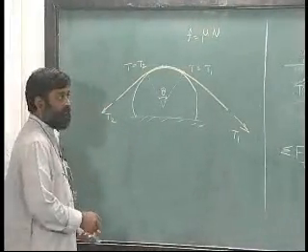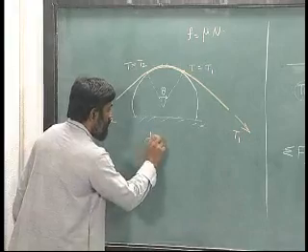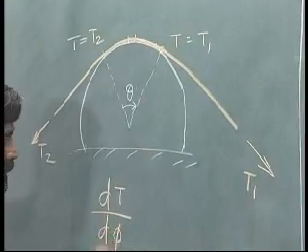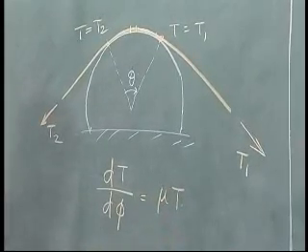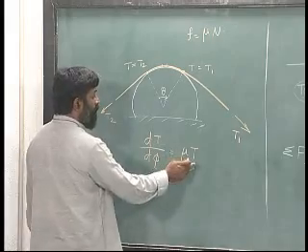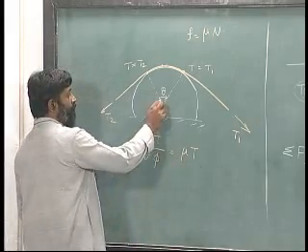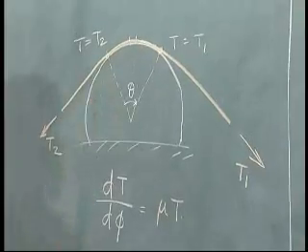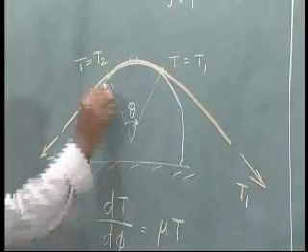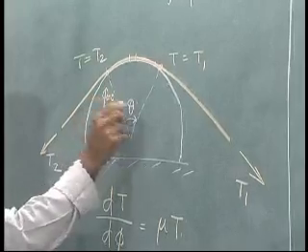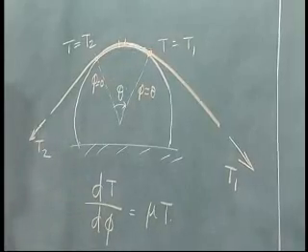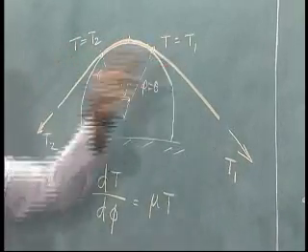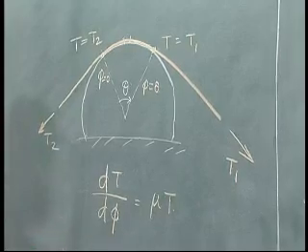Let us go back to this. We have, therefore, dt by d phi equals mu times t. If I have to find out the variation of t, I have to integrate from phi equal to 0 to phi equal to theta, from T2 to T1. So, let us do that exercise here.